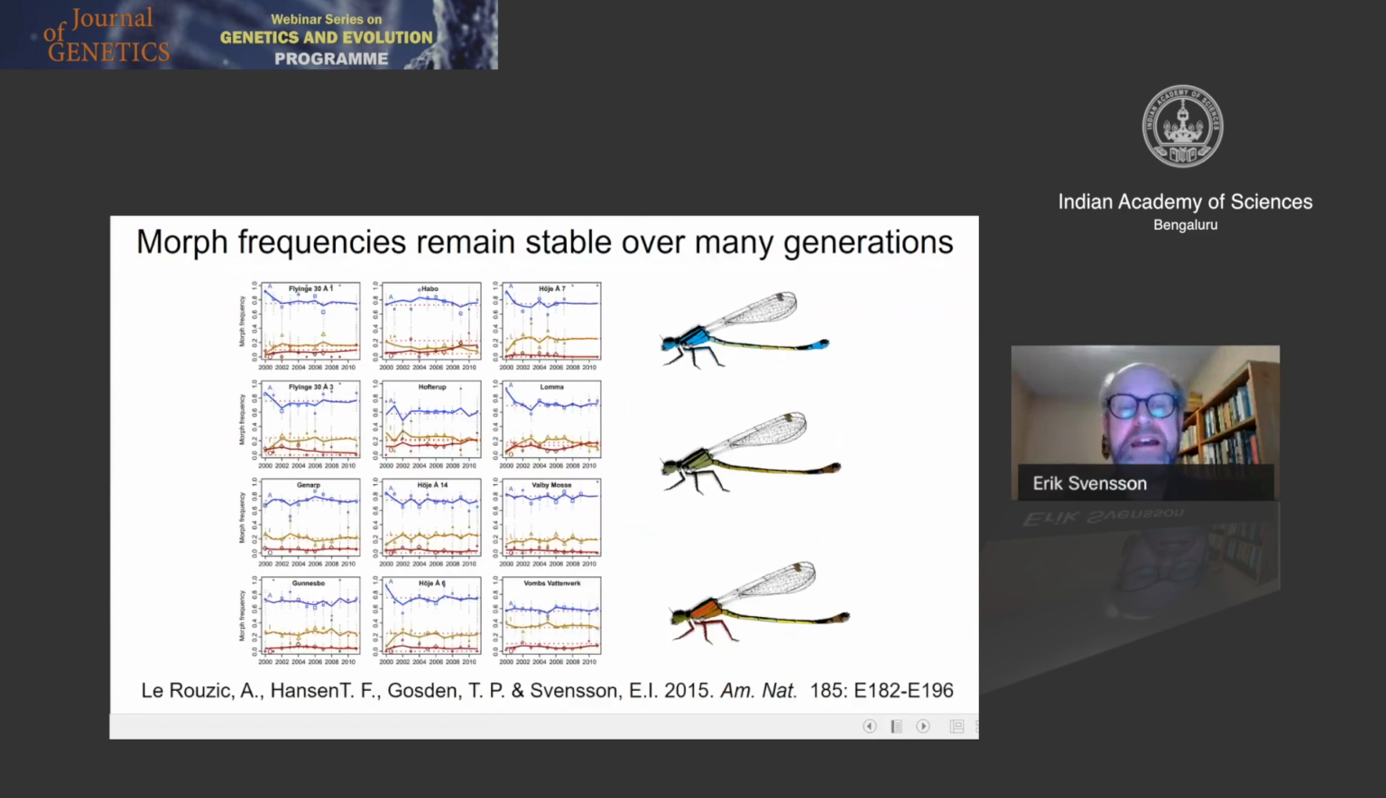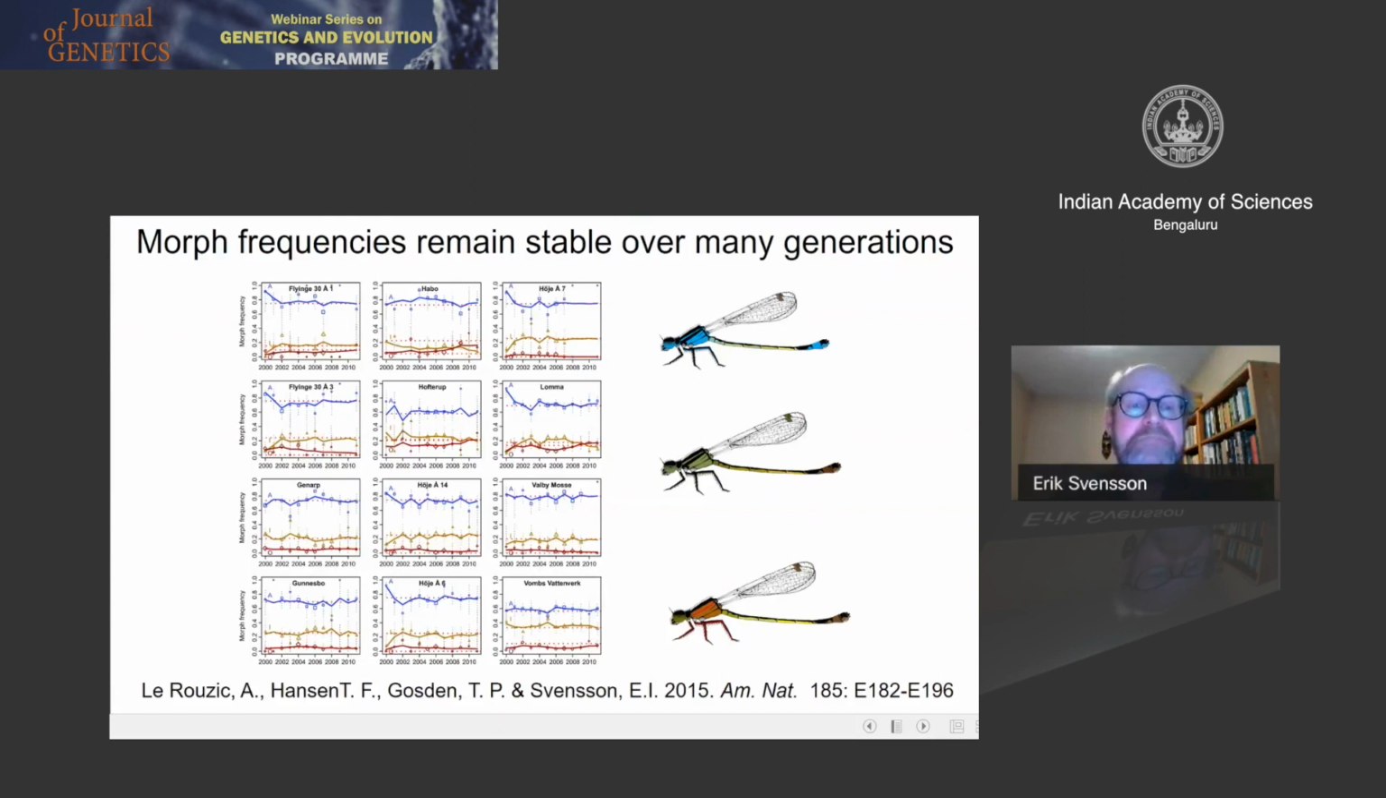I have studied a number of populations for 20 years now. Here are the first 10 years. They have about one generation a year. We go out every year and we quantify the color morph frequencies in these local populations and look at their stability and change over time. And as you can see here, they are remarkably stable over 10 years. The most common morph in Northern Europe, in Sweden, where we work, is the male mimic, which is between 60 and 80%.